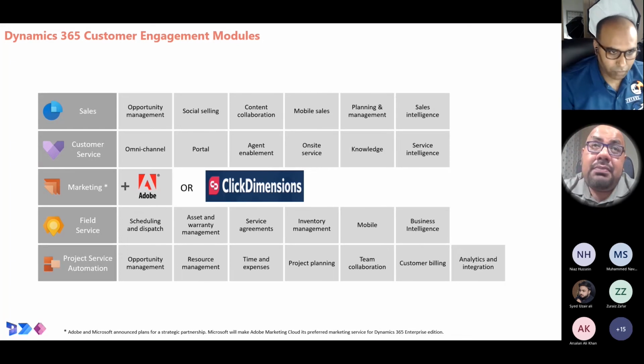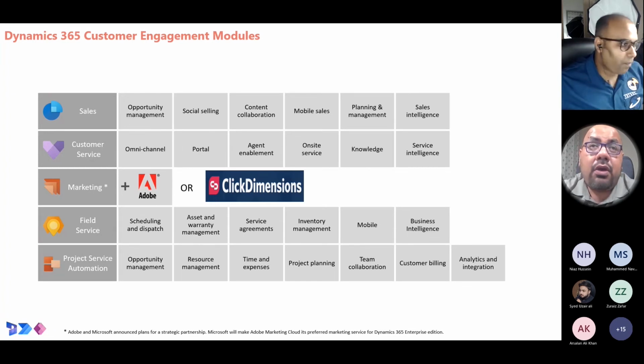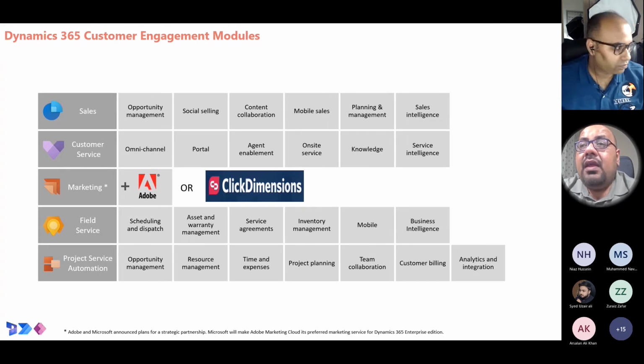Then the major part is the knowledge articles or knowledge base, where you can maintain and manage the FAQs, whatever information you have related to the product, related to the services that you are offering, related to the information which customers normally ask for, you can manage under the knowledge base or knowledge article.